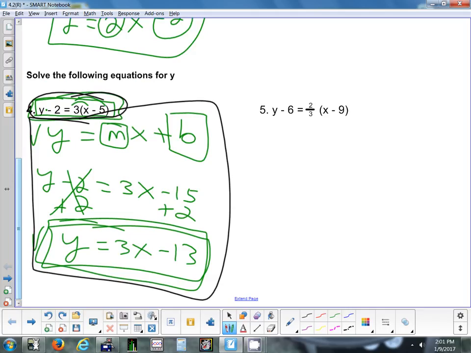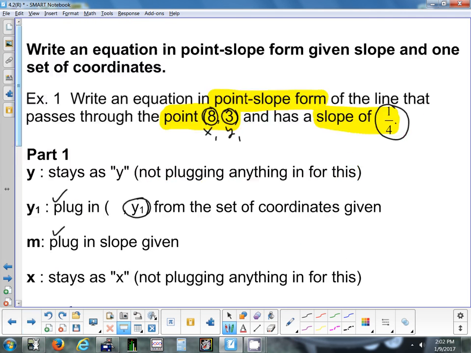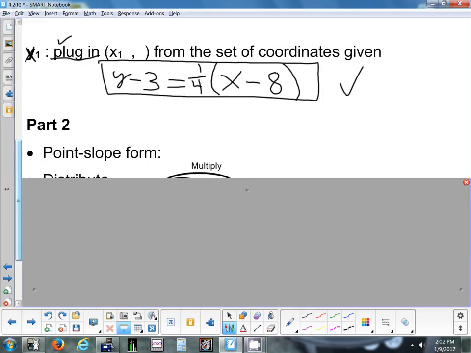What 2 steps did we do here? Let's start on the right-hand side. What did we do with this 3? Kyle, what did we do with the 3? Now we distribute it. So that's one thing we had to do. That got us to here. And then what did we do to get to the last step? Yeah, we had to add the number that was next to y. So those are the last 2 steps we're going to write under part 2.